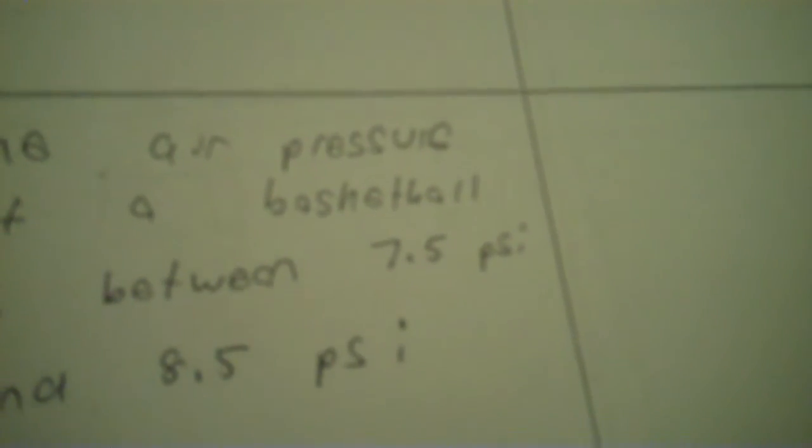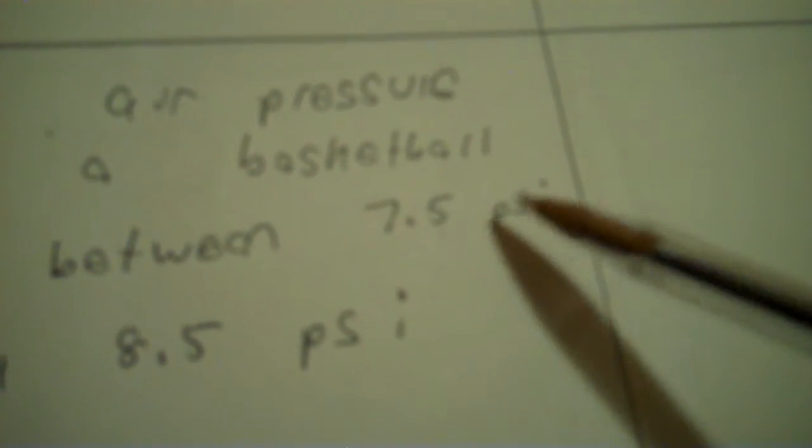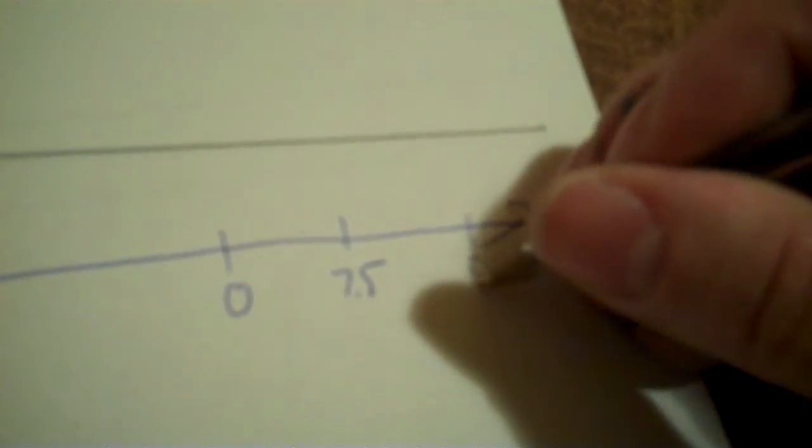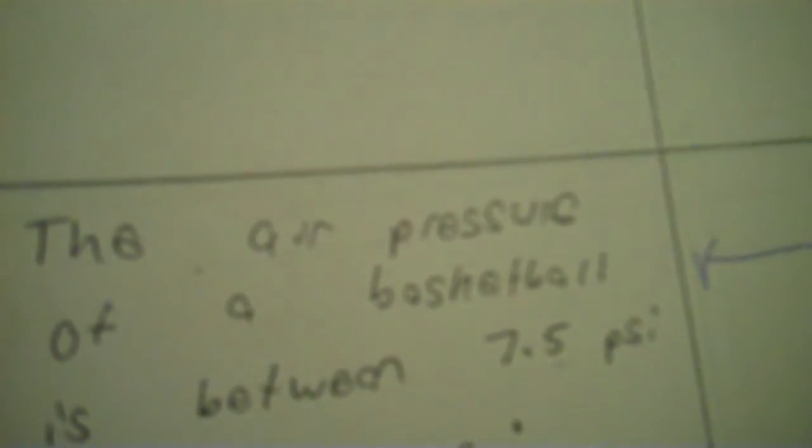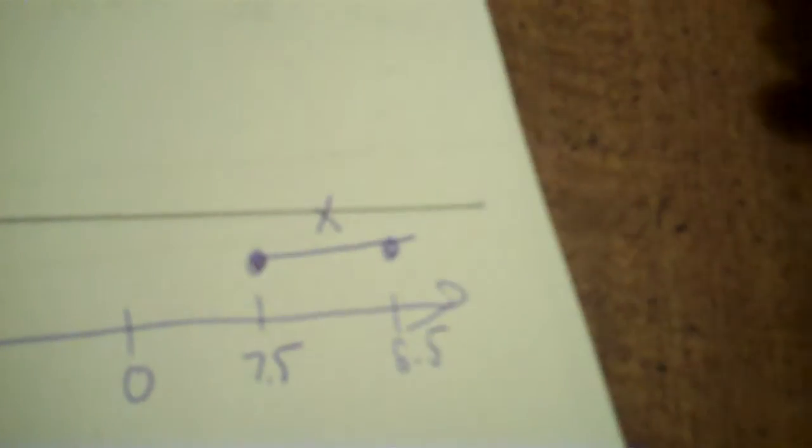The air pressure of a basketball is supposed to be between 7.5 psi, pounds per square inch, and 8.5 psi, pounds per square inch. That's how they measure pressure, psi. So I put 7.5, and then I put 8.5. Fill your circles, and then in between them. You can use A for air, P for pressure, P for psi, B for basketball. It doesn't matter the letter that you use. If you want to use X, that's fine.